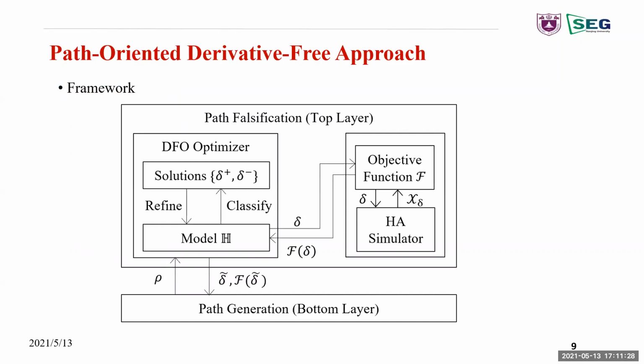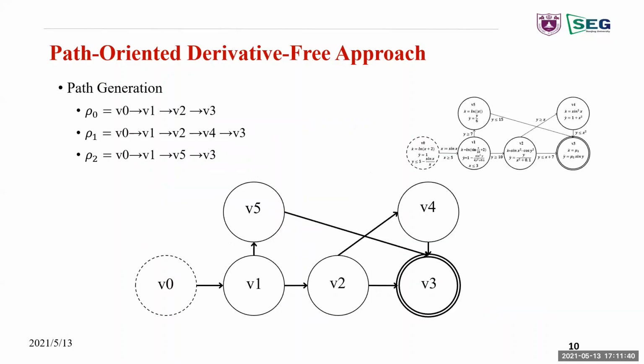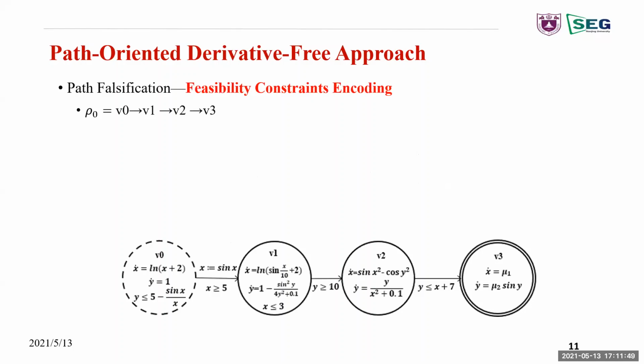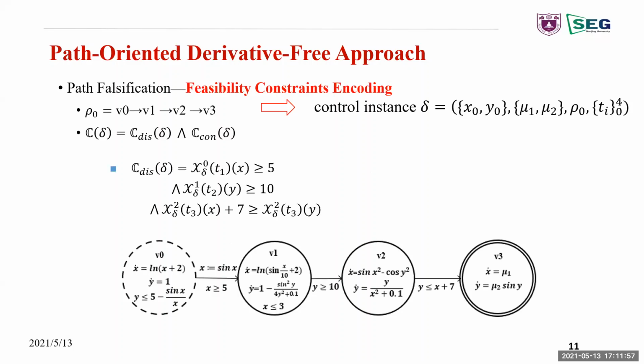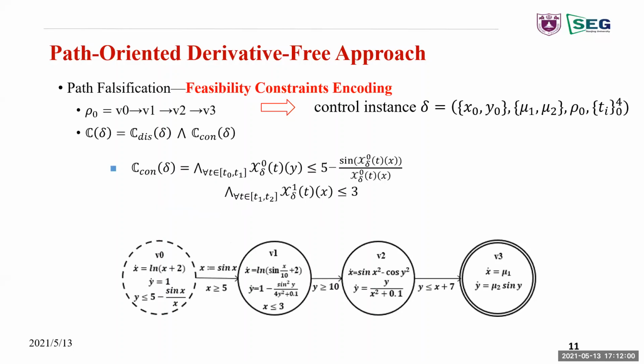In our framework, we generate candidate paths in the bottom layer by DFS or BFS. For each candidate path, we seek witness system behavior along it in the top layer. For the example HA, from its initial location V0 to its unsafe location V3, we can generate 3 candidate paths. To find a witness control instance delta along the candidate path rho 0, we encode all constraints that should be satisfied into C delta. C delta includes discrete ones, such as guard conditions, and continuous ones, such as invariant conditions. We can see that C delta is often nonlinear, complex, and cannot be solved by existing SMT solvers.